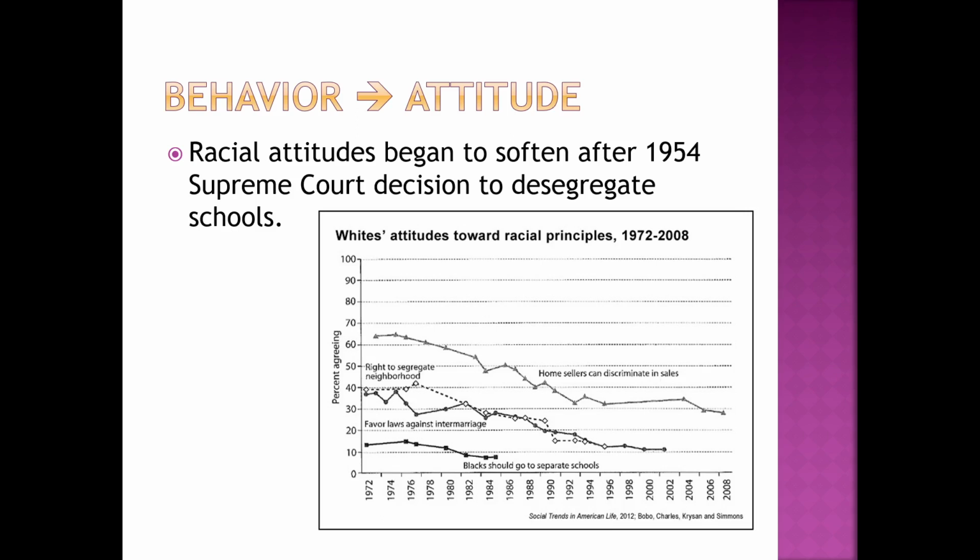Basically, the idea is that engaging in activities with people of another race softens your attitudes and makes you realize that everybody's people, and that maybe the racist attitudes that you held or your parents held may not be correct, right? Actually engaging in the behavior shows you that stereotyping people is never a good idea, that people vary. And the good news is that from 1972, hardly anybody was agreeing with the idea that blacks should go to separate schools.